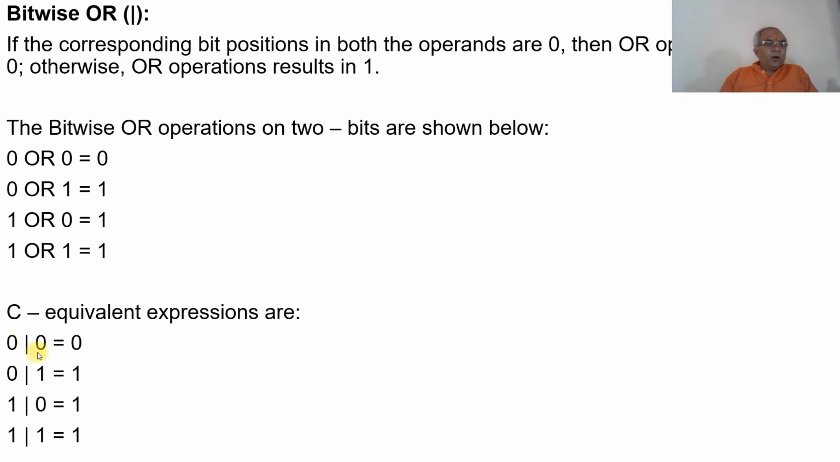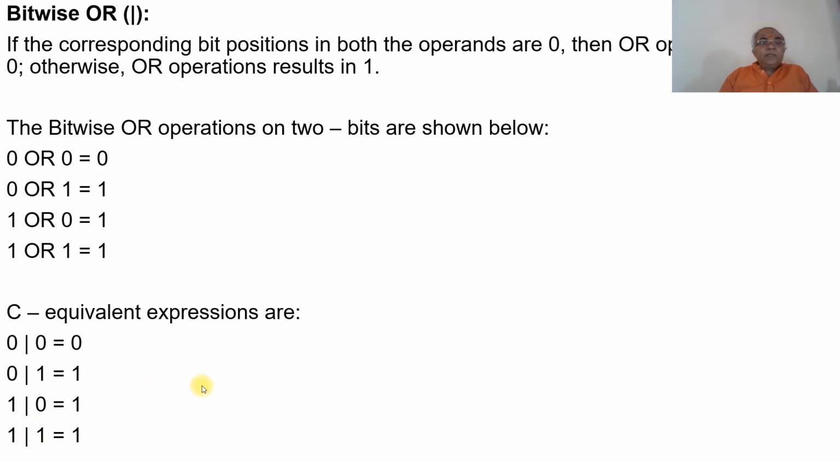0 bitwise OR 0 equals 0. 0 bitwise OR 1 equals 1. 1 bitwise OR 0 equals 1. 1 bitwise OR 1 equals 1.